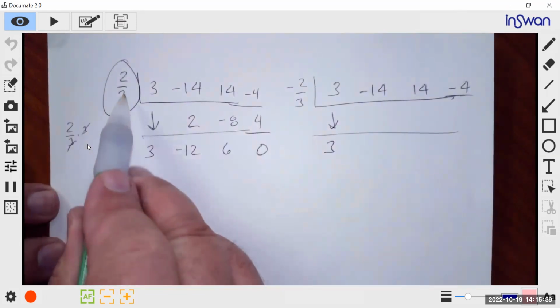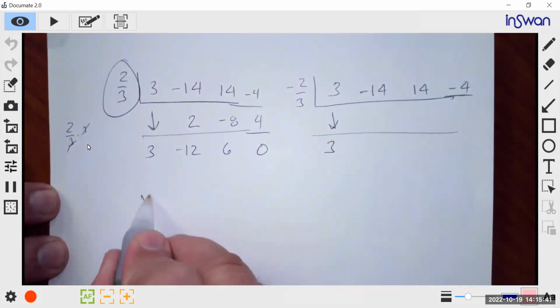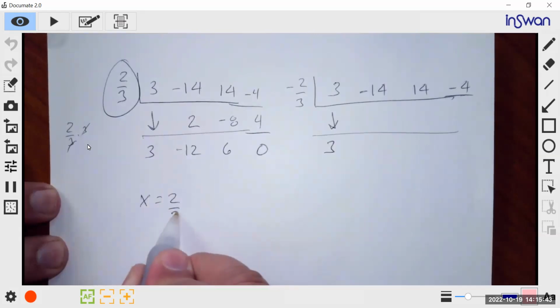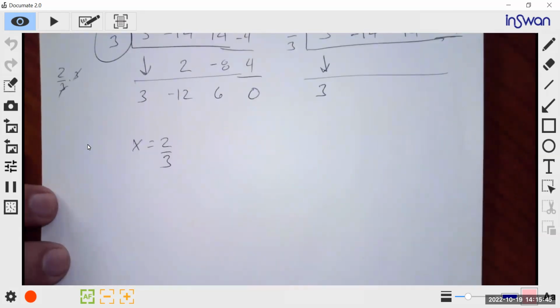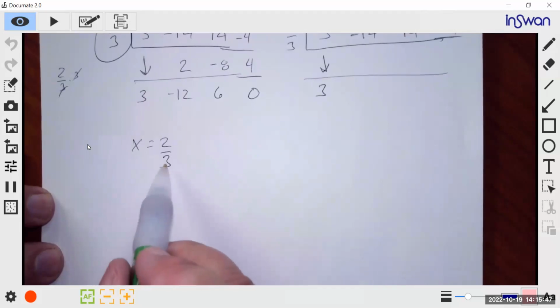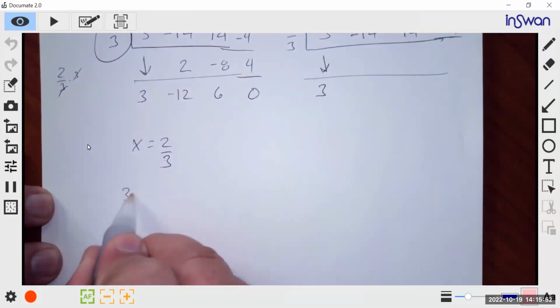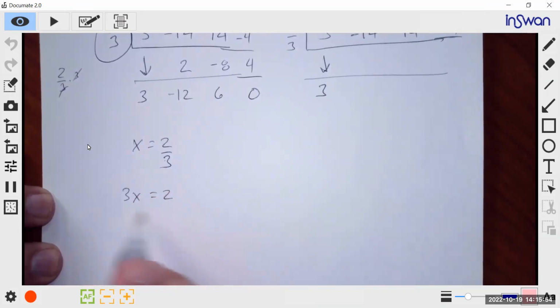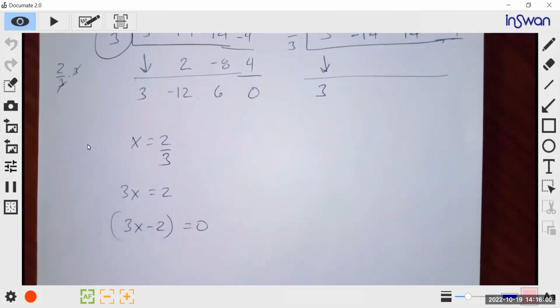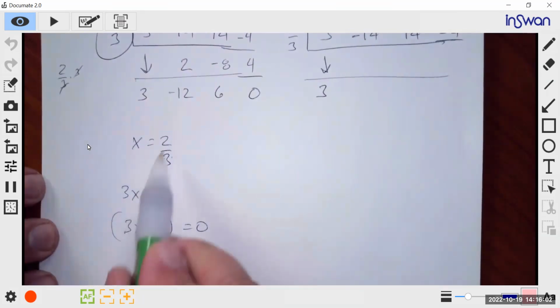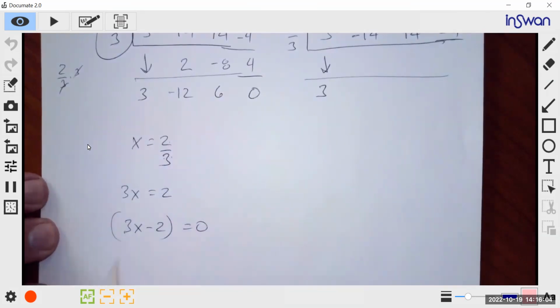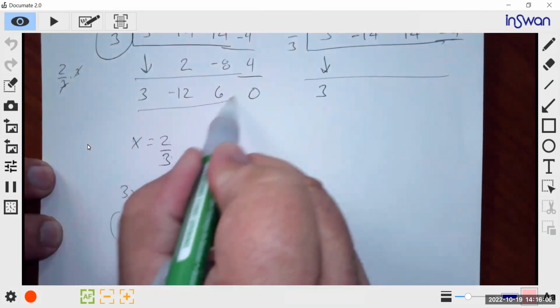So x equals 2 over 3 is our first answer. So that equals 0. So multiply both sides by 3 and subtract 2. So our first factor is that. Whatever's on the bottom goes in front and the opposite sign. So there's our first factor. Now we just have to look at these.